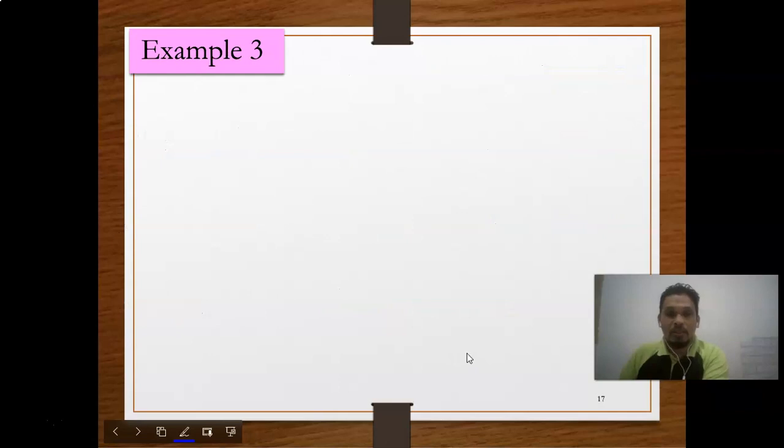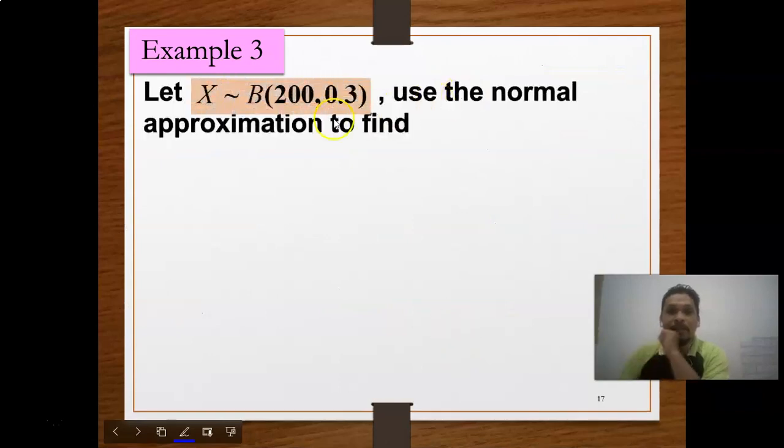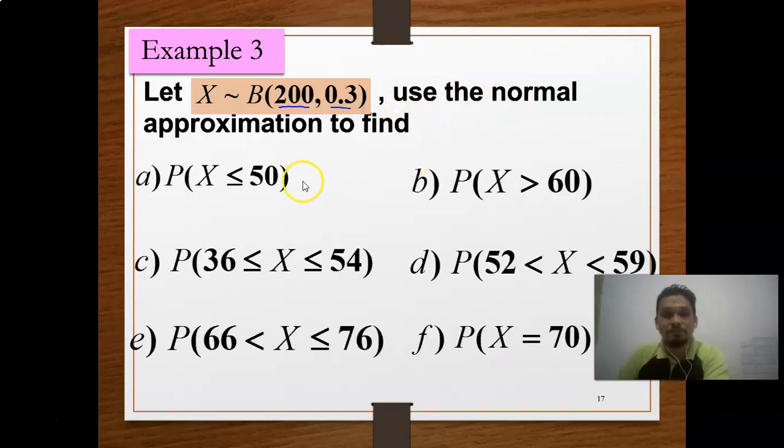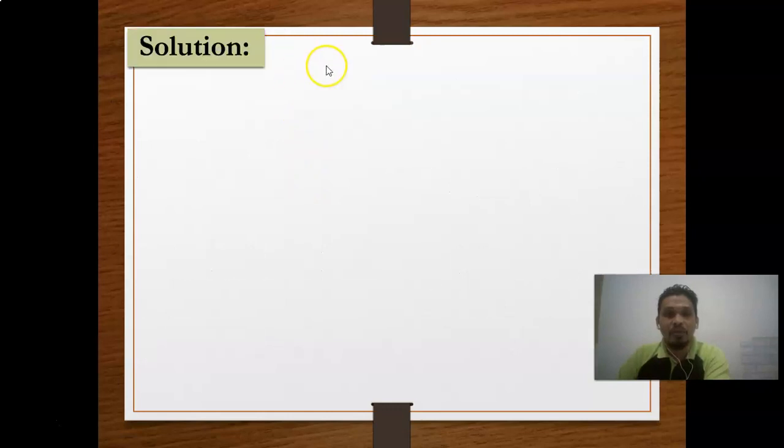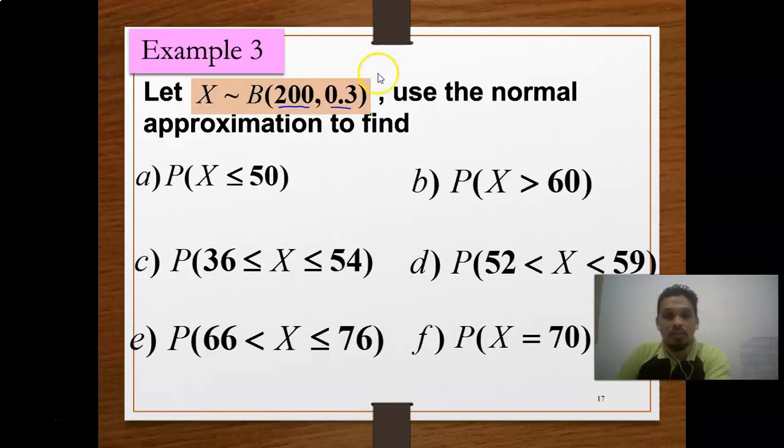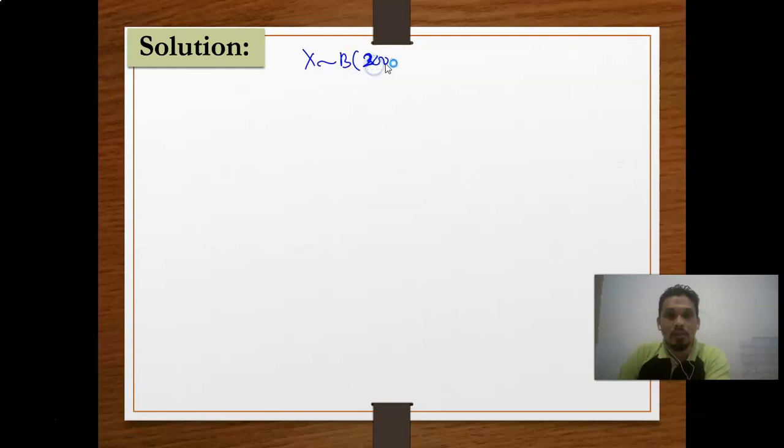So now we continue with an example here. Okay, let x be binomially distributed with number of trials 200 and probability of success 0.3. Use the normal approximation to find all of these. x is binomially distributed with 200 and 0.3. So we transform into a normal distribution with the parameter of mean n, the number of trials, multiplied by p, 0.3.